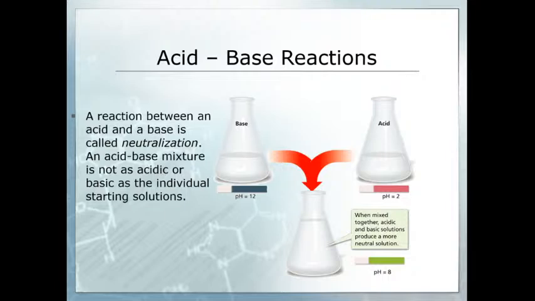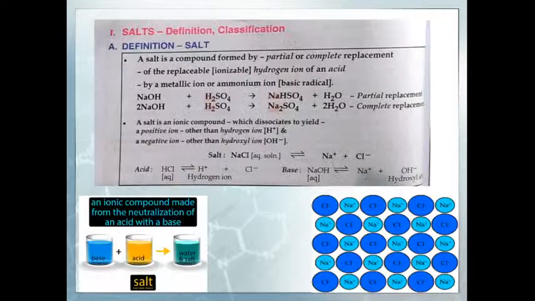It means, what will be the nature of this salt which will be produced during this reaction? Obviously the pH will be 8, which means it is more than 7. The substance will be basic in nature, right? So an acid-base mixture is not necessarily acidic or basic like the individual starting solutions, but when you mix them together, they are going to form some acidic substances, some basic, and sometimes neutral. Every time any acid and base combine together, we get salt and water.